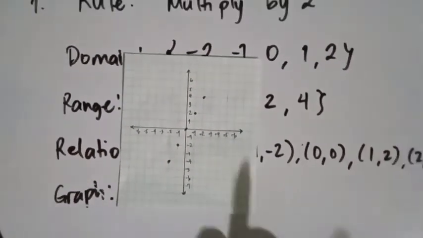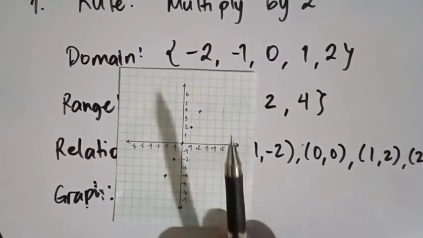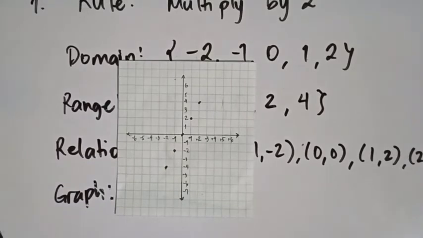Given yung domain na negative 2, negative 1, 0, 1, and 2. Okay? So, ganun lang siya kasimple. Okay? Paggawa ng relation. So, let us move on to the next one, which is yun ang magiging last para matapos na itong video na ito.